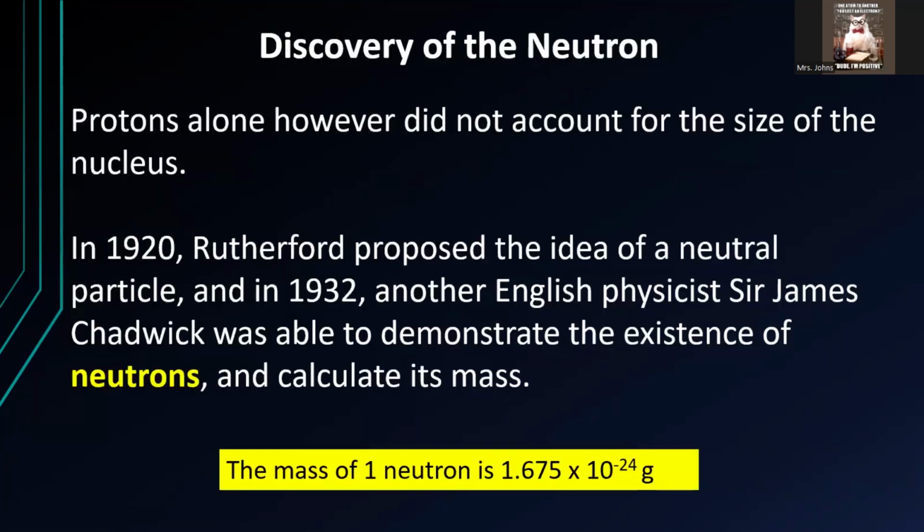So third, the last to be discovered was the neutron. Protons alone did not account for the size of the nucleus. They knew something else was in the nucleus besides just the protons. It was larger than just what they could calculate was protons. In 1920, Rutherford proposed the idea of a neutral particle. And then it was 12 years later, in 1932, before another English physicist named Sir James Chadwick was able to demonstrate the existence of neutrons, and he was able to calculate their mass.